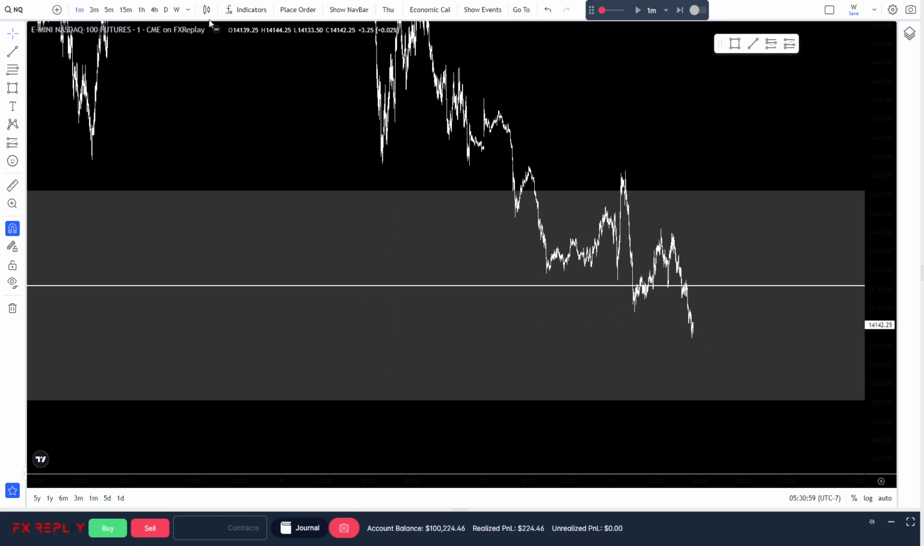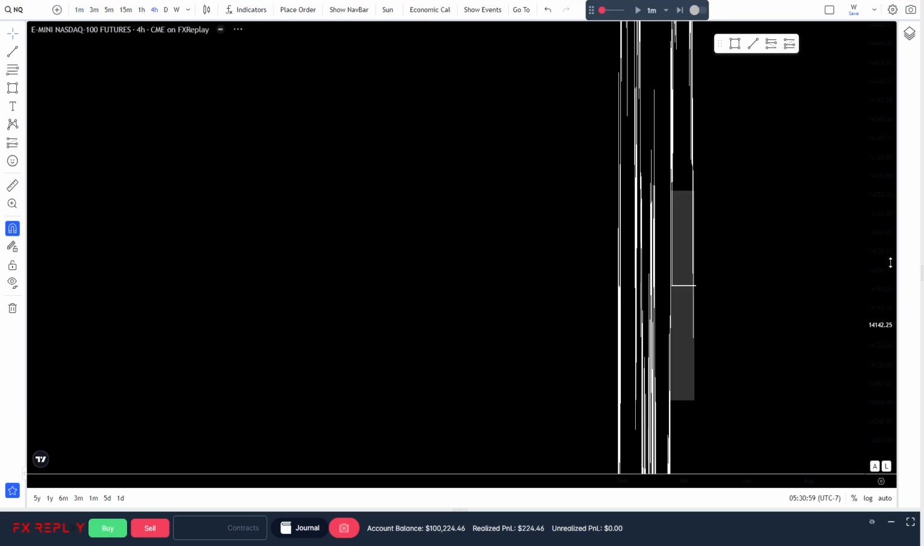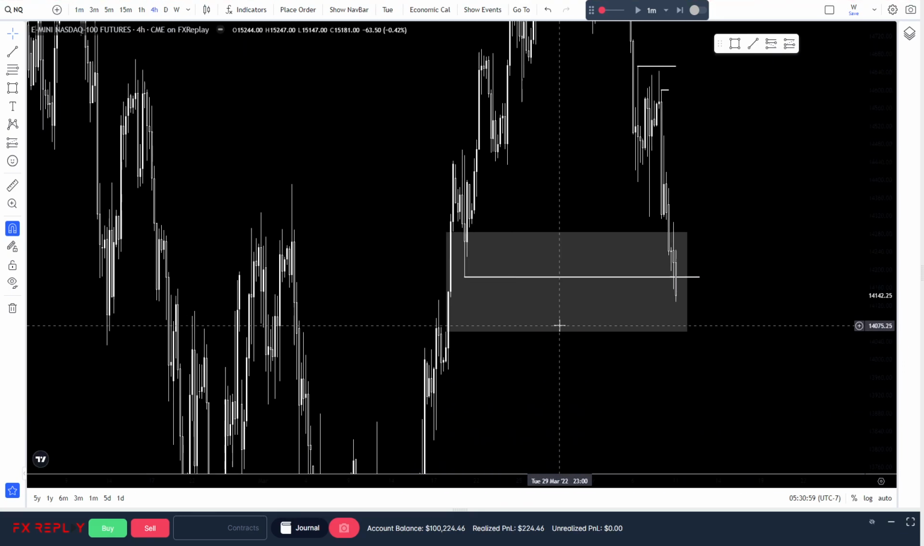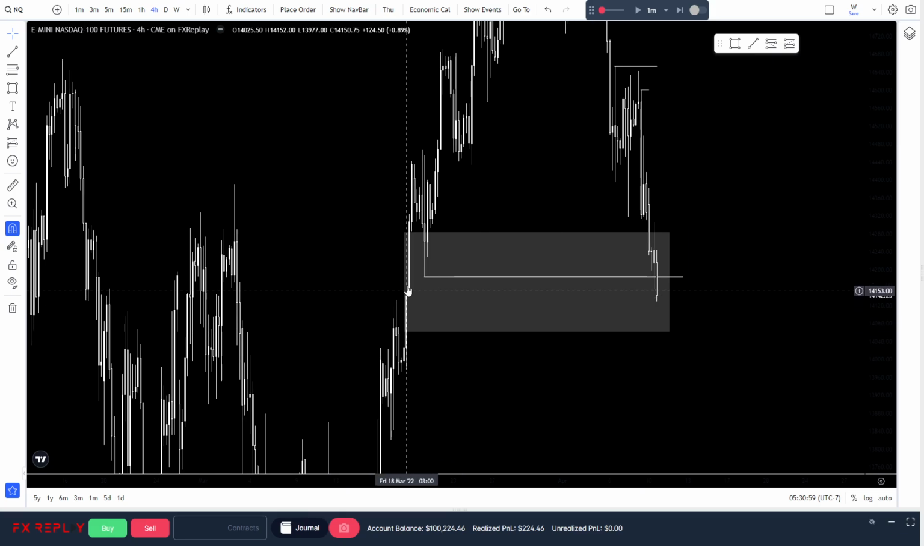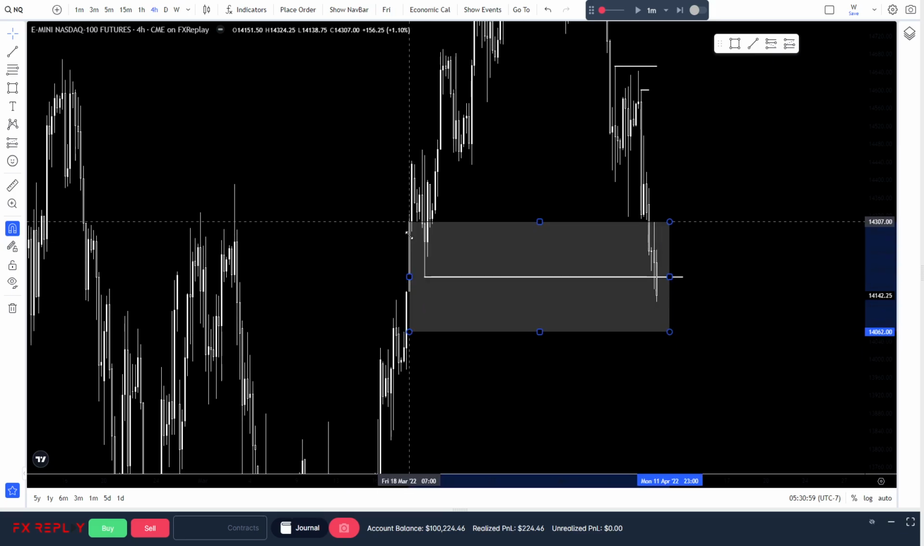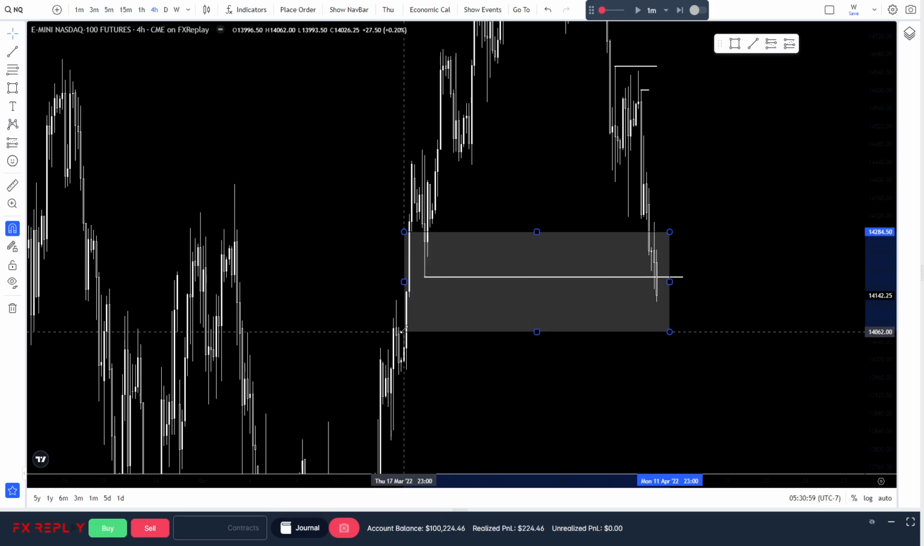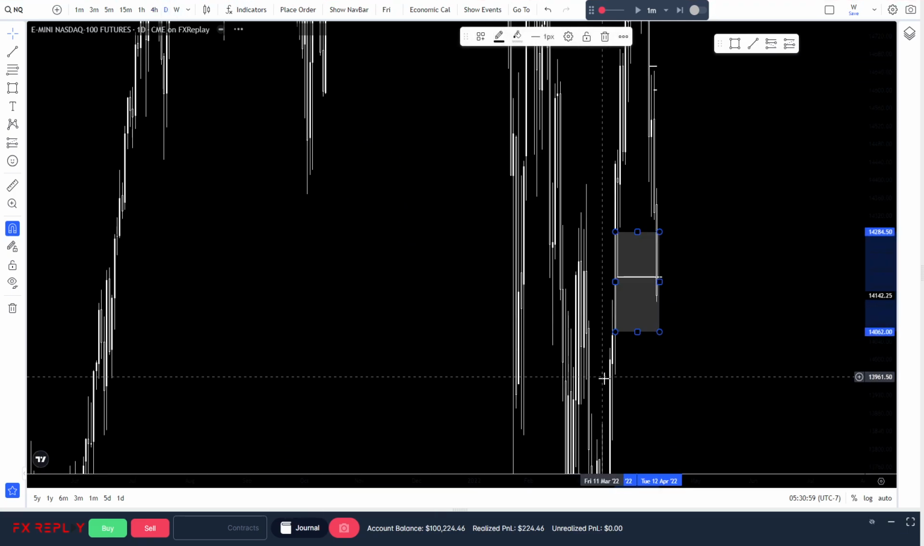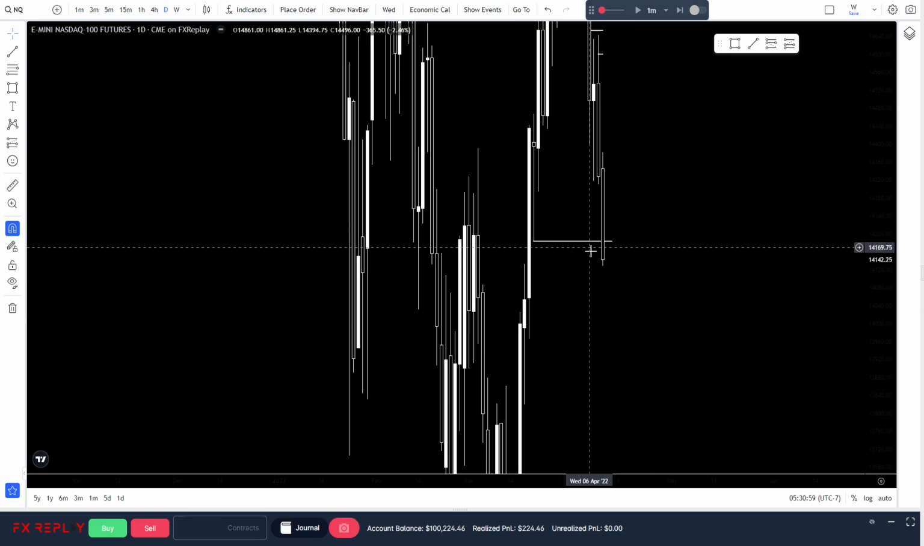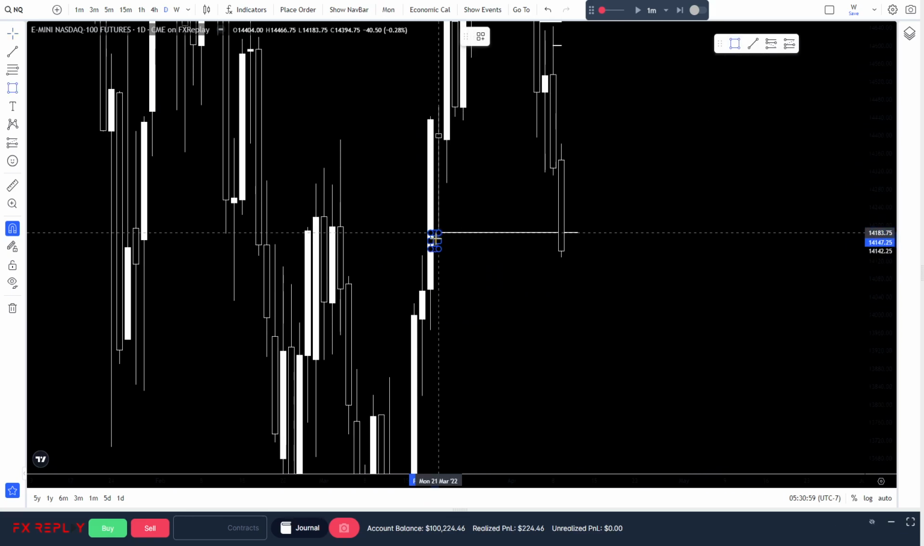Alright, so it looks like we dumped to our point of interest, which was this low. And now we tapped into this 4-hour as well. I mean, this is really the zone, right? This is a daily gap. Did we tap into the daily one as well? I'll just draw out the daily one. It's probably more useful.